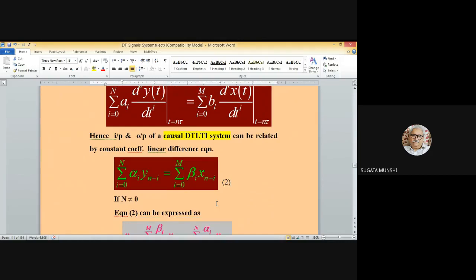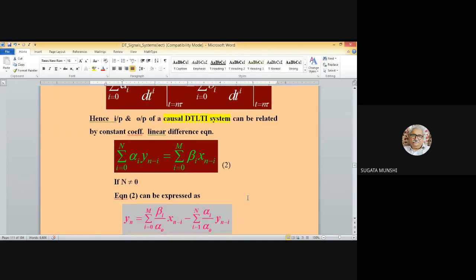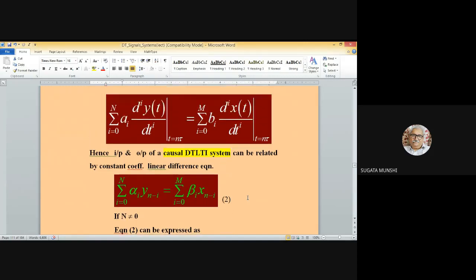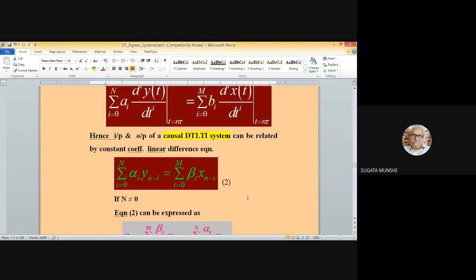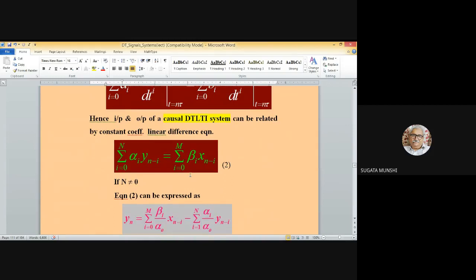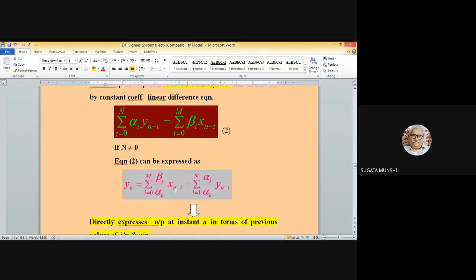For the case when capital N is not equal to 0, what can you do here? Alpha 0 yn, the term for I equal to 0, can be kept on the left hand side. Other terms in yn minus I can be shifted to the right hand side. So what do you have? You have a difference equation represented in that manner.